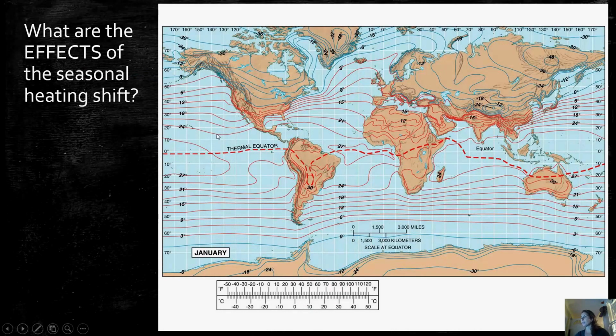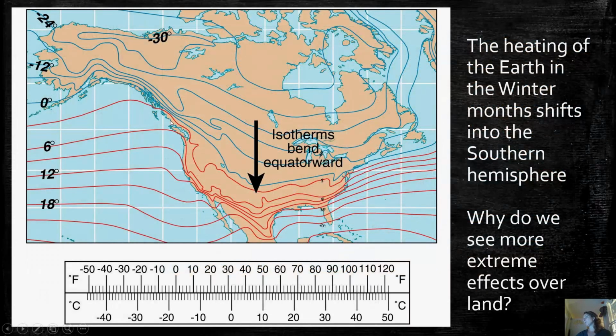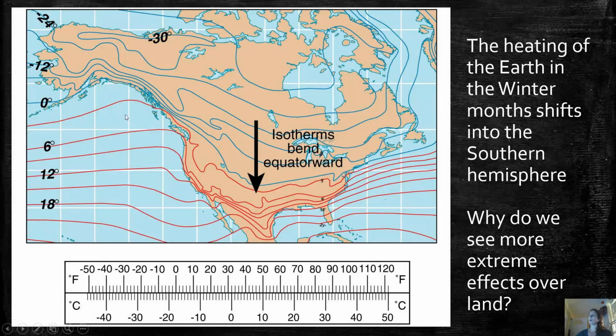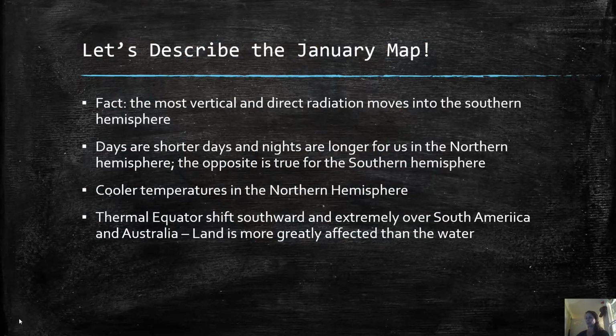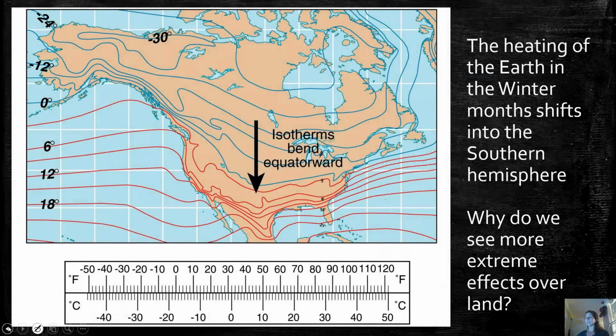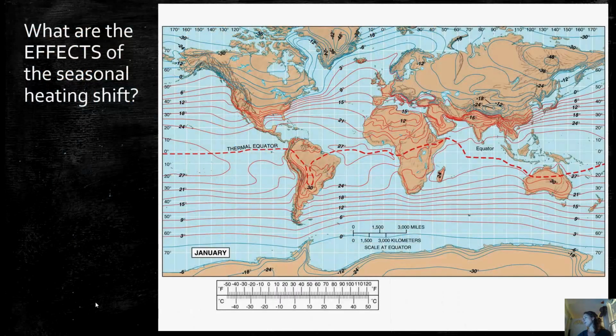So we see the greatest effects of the thermal equator shift to the south is over land. And that's wonderful because that helps us to understand another concept between land and water heating differences. So if we come back to that map, you can think about whether you're looking at winter months or summer months and what evidence you have for that. Well, we can see the shift has gone to the south because the heating of the Earth has moved into the southern hemisphere. And it's most extreme over land and more moderate over the water.